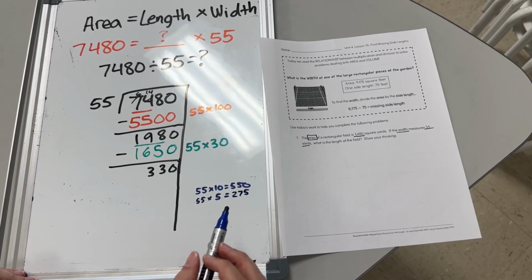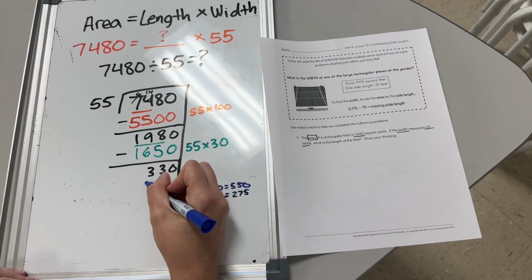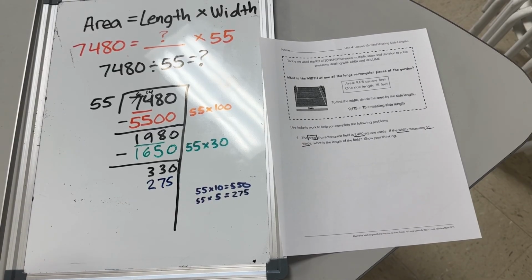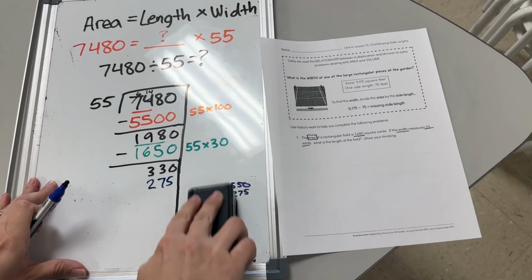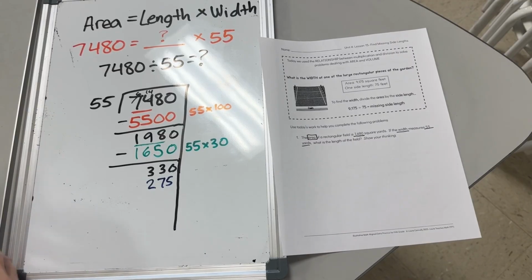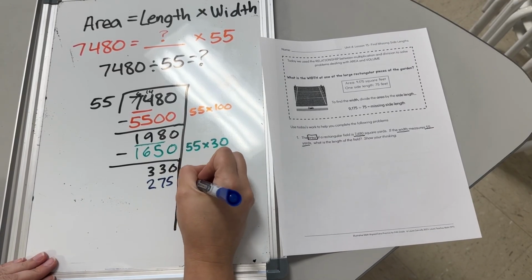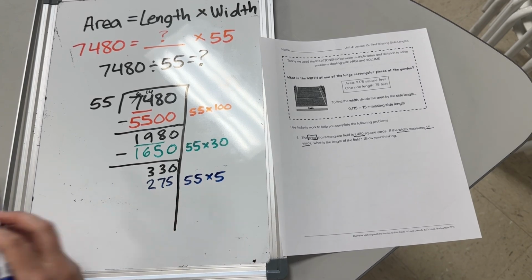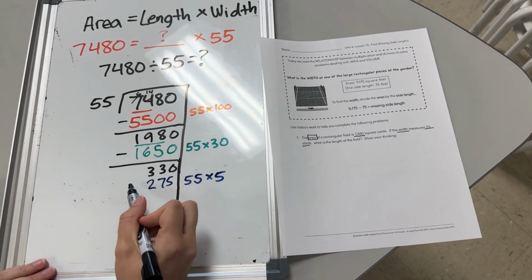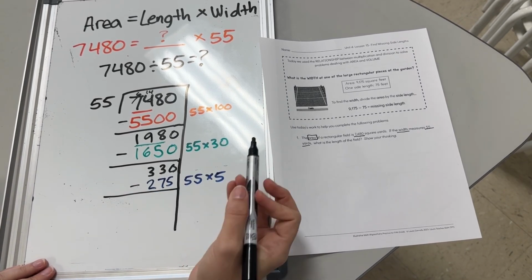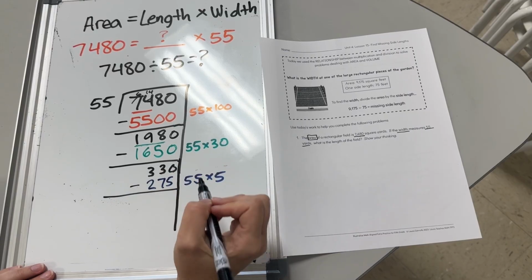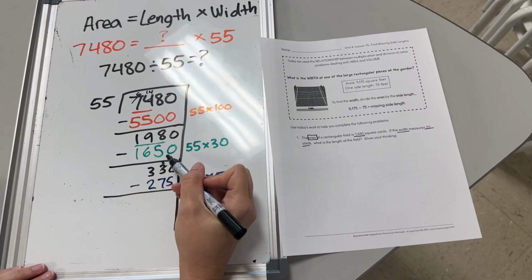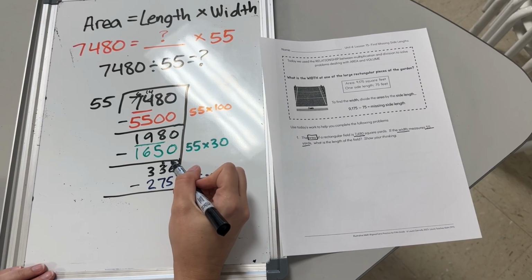So I'll go ahead and subtract 275, which is that 55 times 5. 5 more groups of 55. Let me go ahead and do that here. 55 times 5. When I subtract that, I cannot do 0 minus 5, so I'm going to cross out this 3 and make it a 2, and cross out my 0 and make it a 10.